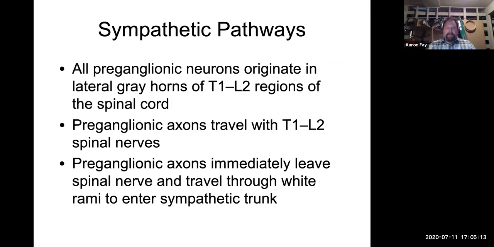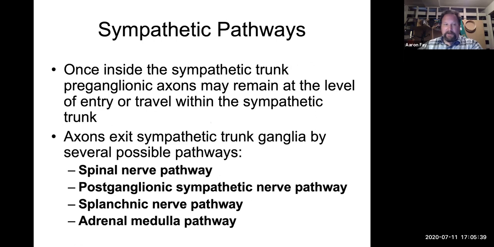Okay, sympathetic pathways. Here, all preganglionic neurons are going to originate in the lateral gray horns, T1 through L2 of the spinal cord. Preganglionic axons are going to travel with the spinal nerves in this area, T1 through L2. Preganglionic axons immediately leave the spinal nerves and travel through the white ramus to enter the sympathetic trunk.